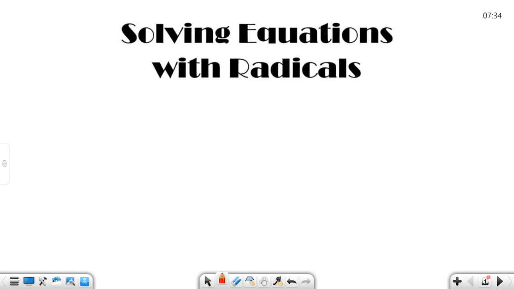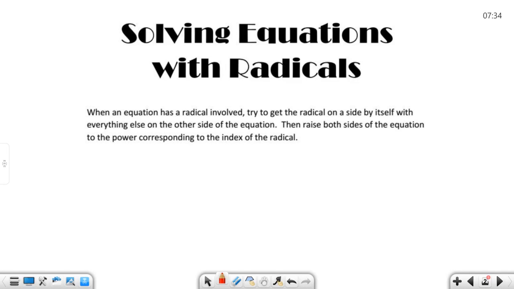Solving equations with radicals. When an equation has a radical involved, try to get the radical on one side by itself with everything else on the other side of the equation. Then raise both sides of the equation to the power corresponding to the index of the radical. So radicals are roots, right?